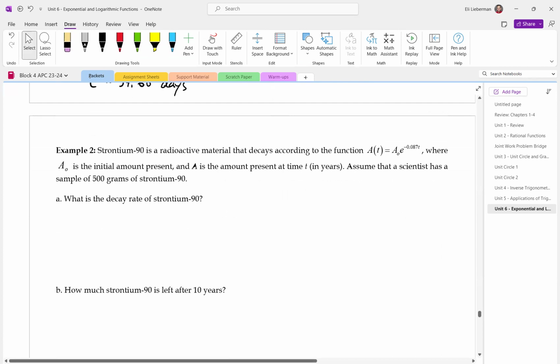Strontium 90 is a radioactive material that decays according to that function. Wait, how do we know that's a decaying function? It's a negative up there. Where A naught is the initial amount present, we knew that, and A is the amount present at time t in years. Assume that the scientist has a sample of 500 grams of strontium. I think we used that 500 before. Let's make it something crazy like 600. Because you gotta live a little. It's Valentine's Day. Come on.